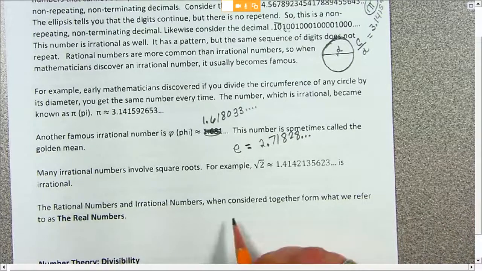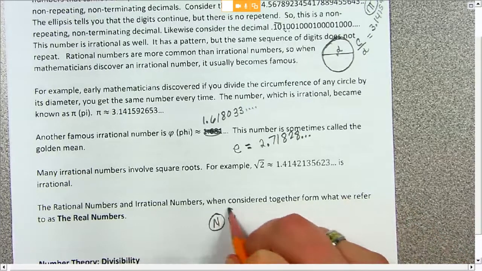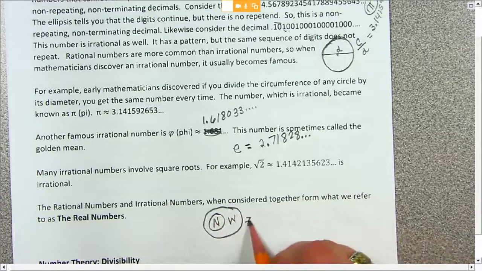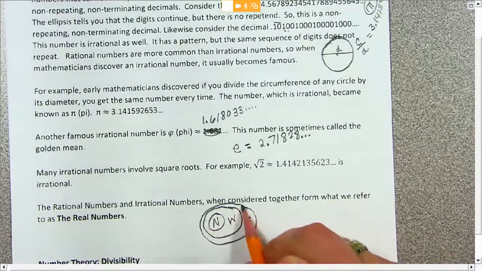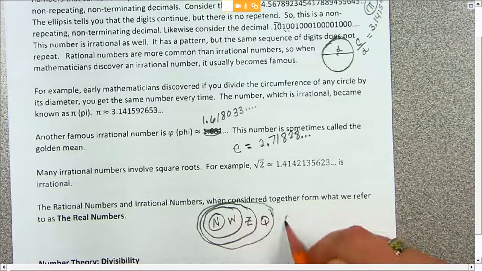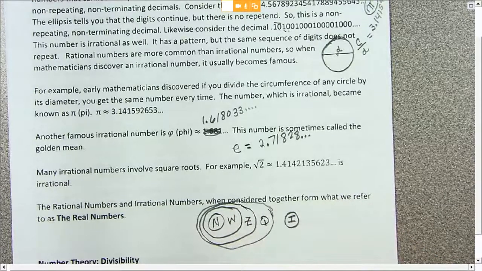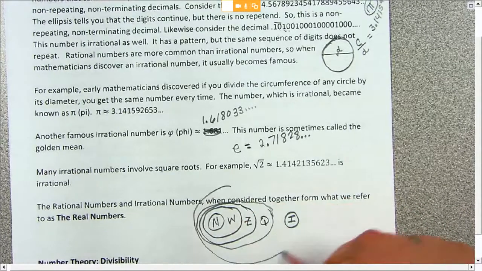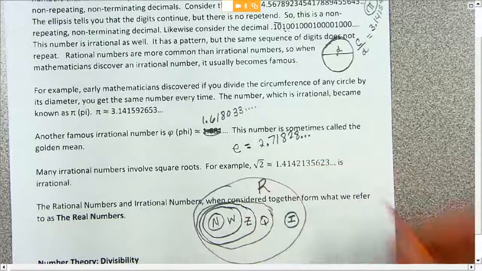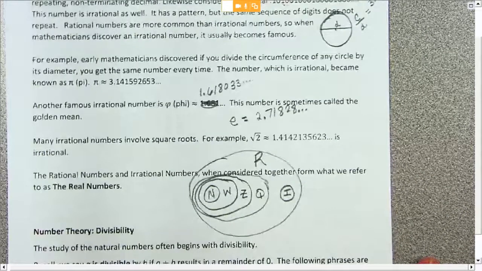So before we move on, let's finish our little circles here. So we had natural numbers. We said the whole numbers encompassed all of the natural numbers. We said the integers encompassed all of the natural numbers and whole numbers. We said the rational numbers encompassed all of those. But once you get to the irrational numbers, you can't have a number that's both irrational and rational. So the irrational numbers are out here by themselves in their own little bubble. But when I circle all of the numbers together, I get something called the real numbers. Perfect. Is that okay?